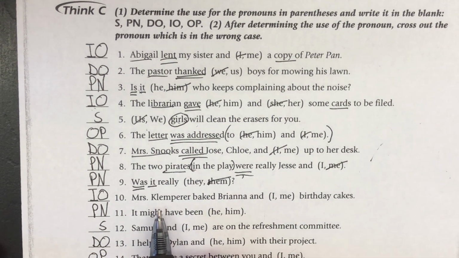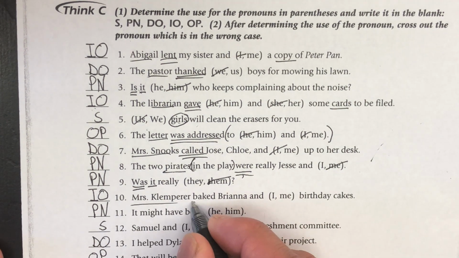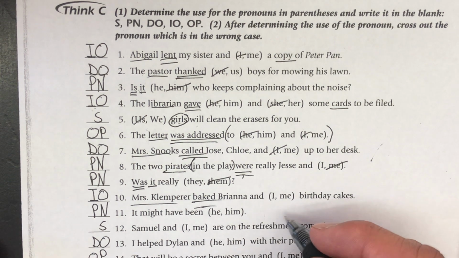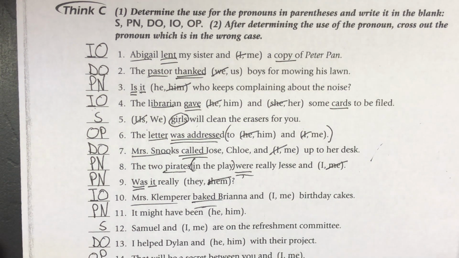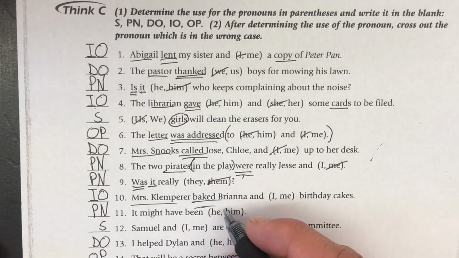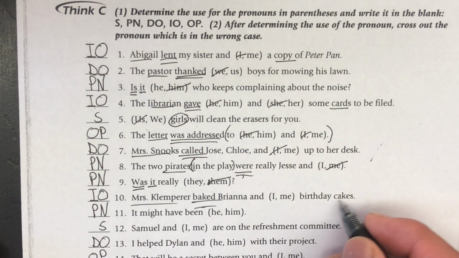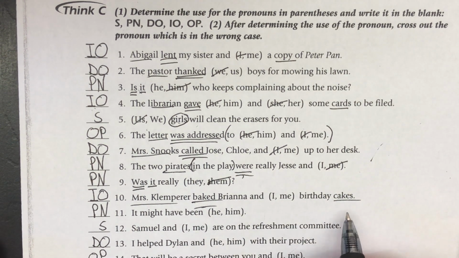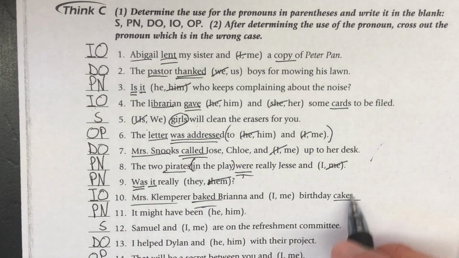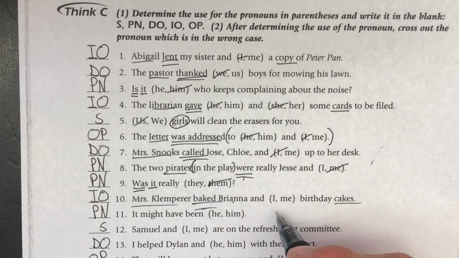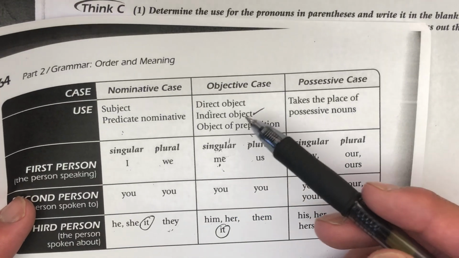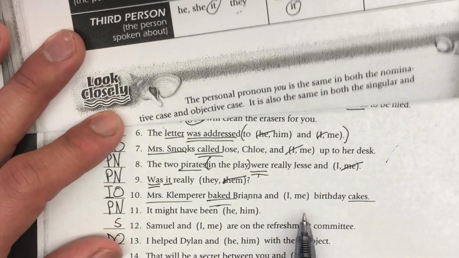Next, Mrs. Klemperer. What a strange name. Mrs. Klemperer baked, so subject, baked Brianna and blank birthday cakes. All right, so what did she bake? She baked Brianna. No, I'm just kidding. She didn't bake Brianna. She baked the cakes. All right, so cakes is the direct object, and the Brianna and the pronoun are going to be, that's right, indirect objects. So we need to use a pronoun that's in the objective case.